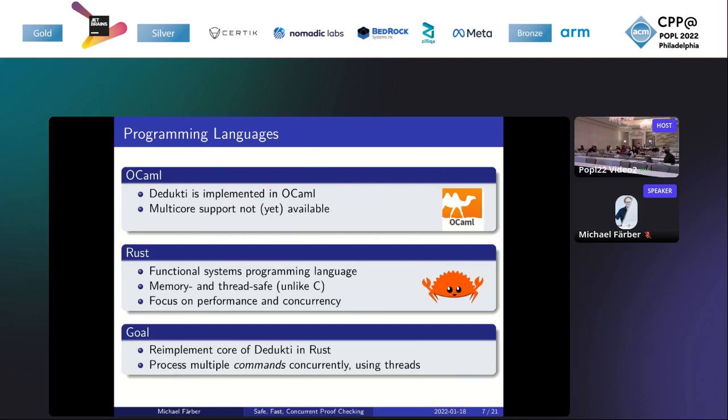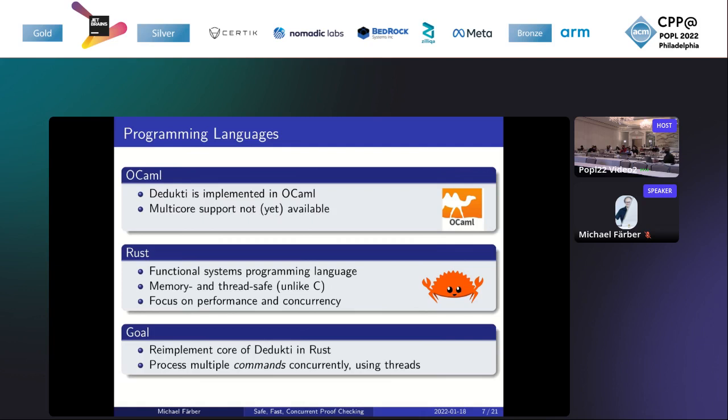Rust is a functional systems programming language. And unlike other systems programming languages, such as C, Rust provides strong guarantees on memory and thread safety. This excludes a large class of bugs that frequently occur in other systems programming languages. Furthermore, Rust focuses on performance and concurrency, which makes it an interesting candidate to implement a concurrent proof checker in.